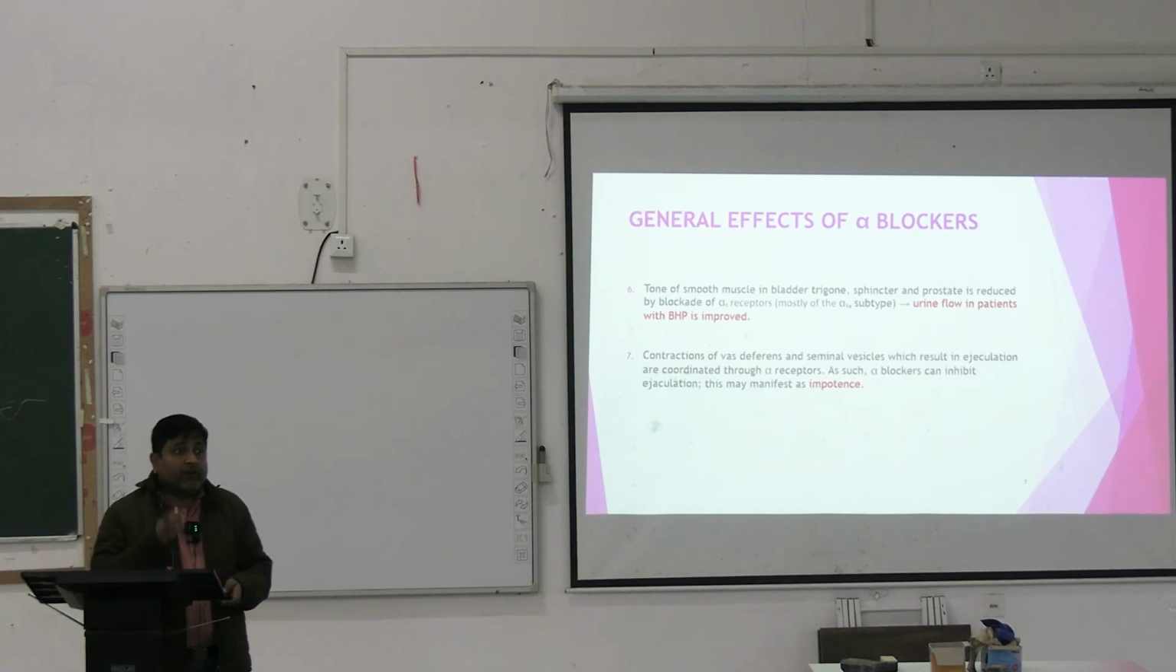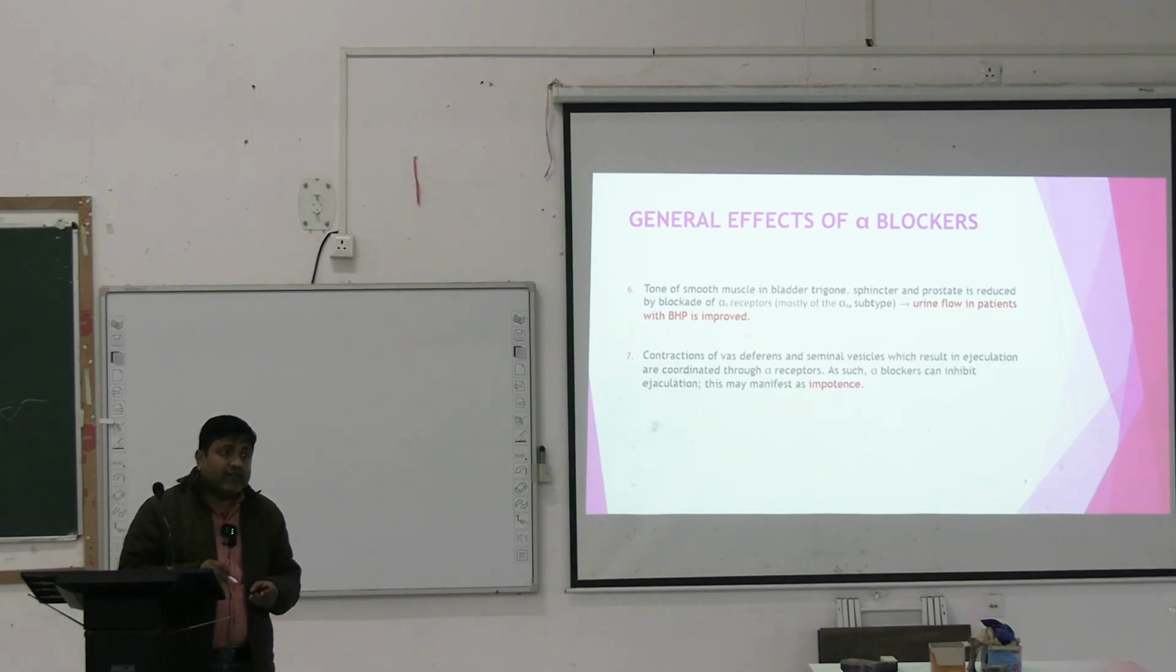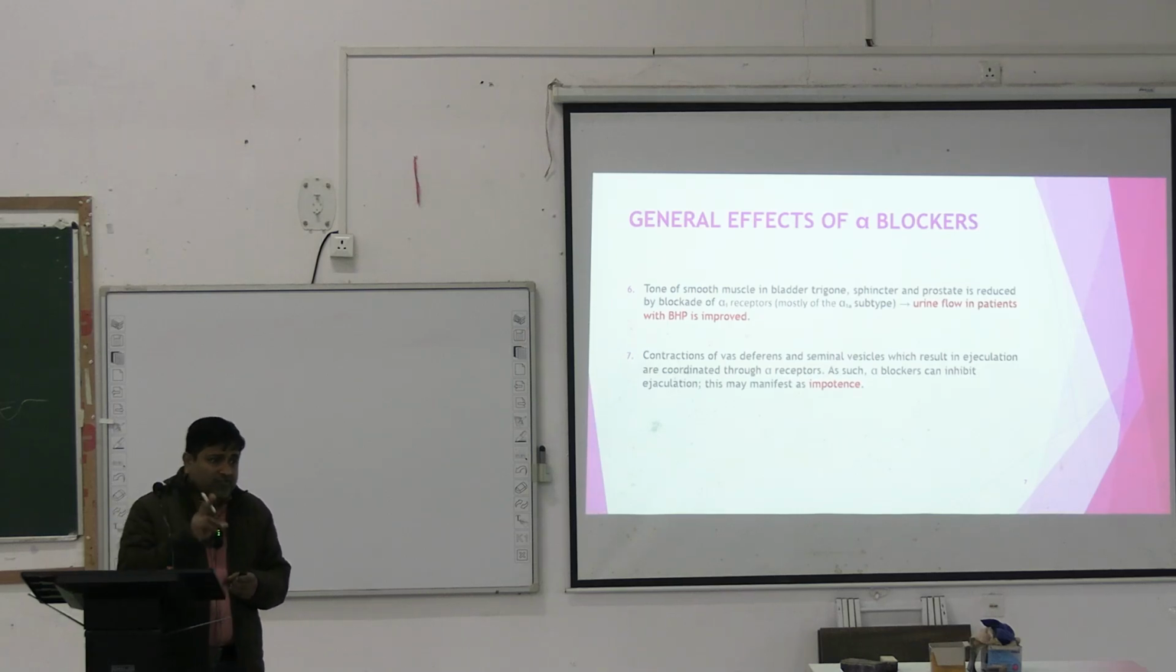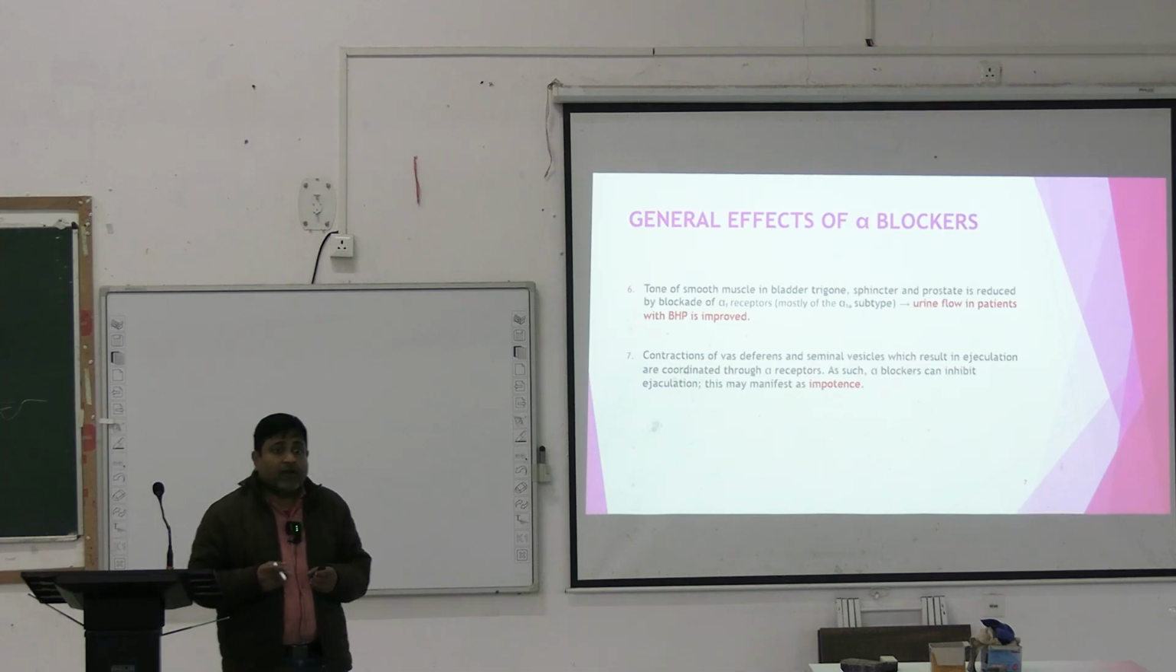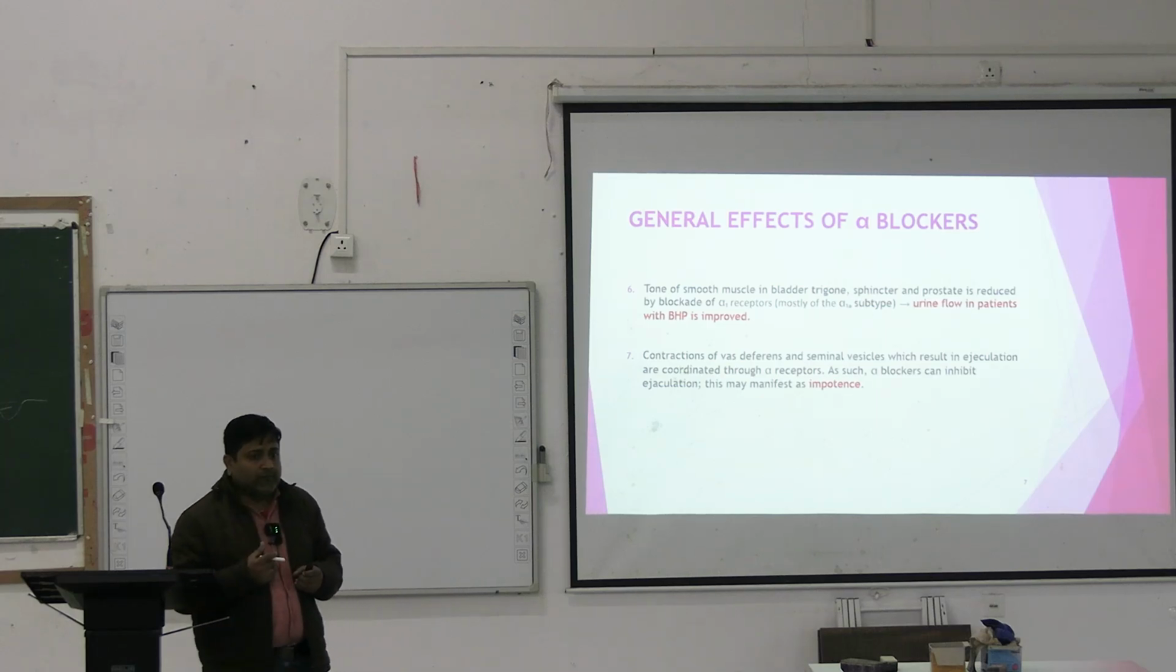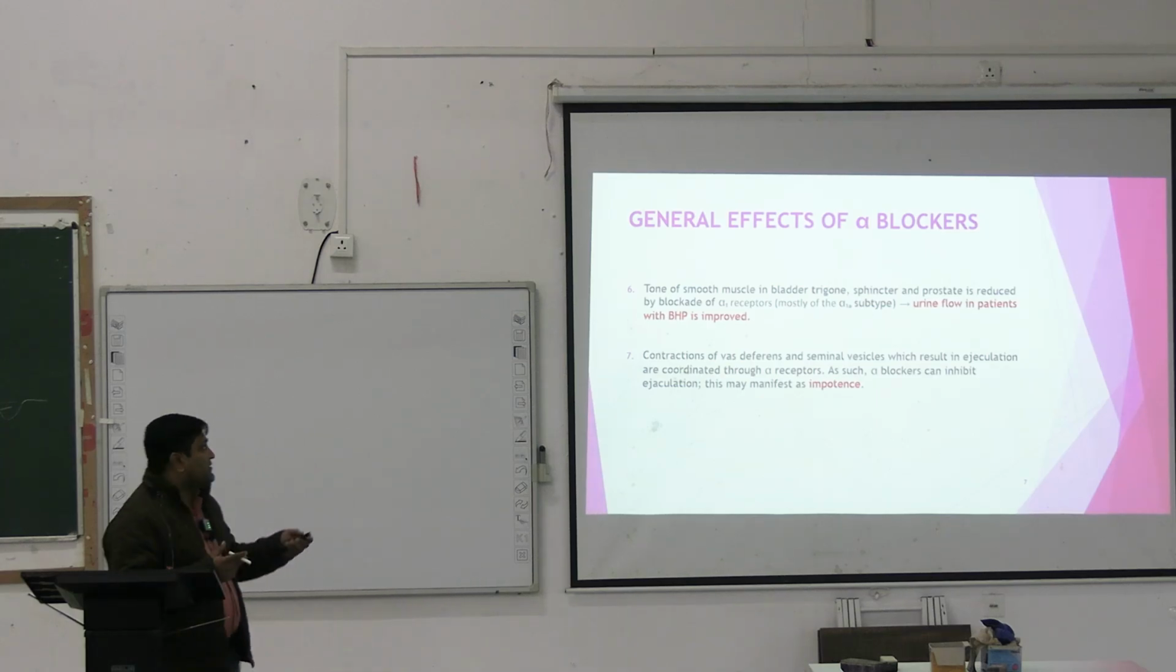Then alpha 1 receptors, as said earlier in the adrenergic class, are located in the prostatic tissue and in the bladder base. Now what does it cause? It increases the tone of the smooth muscles there.